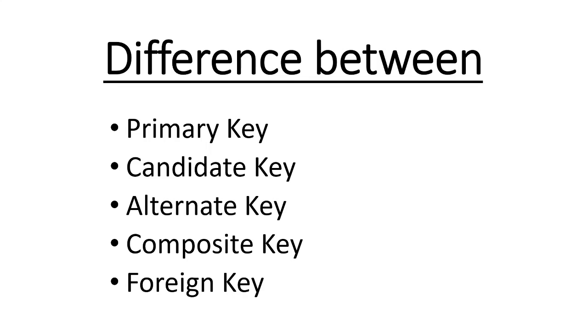If we set a particular field as a primary key, that should be unique for every record. This is something we learned in the previous class, and today we are going to understand the difference between the primary key, the candidate key, the alternate keys, the composite key, and the foreign key. So let us understand the difference.